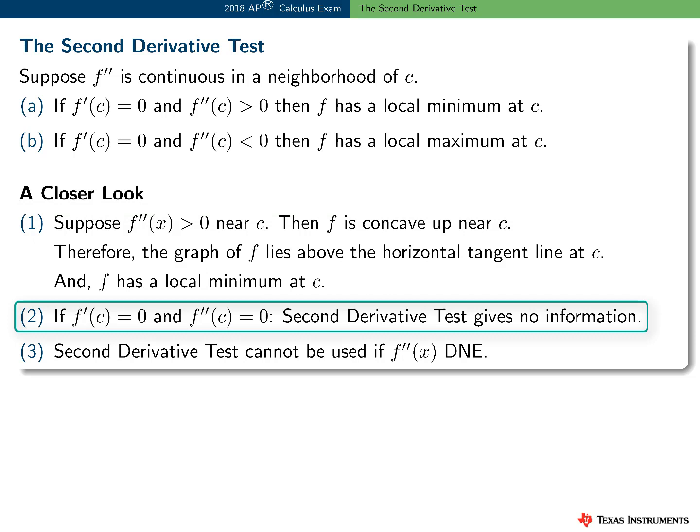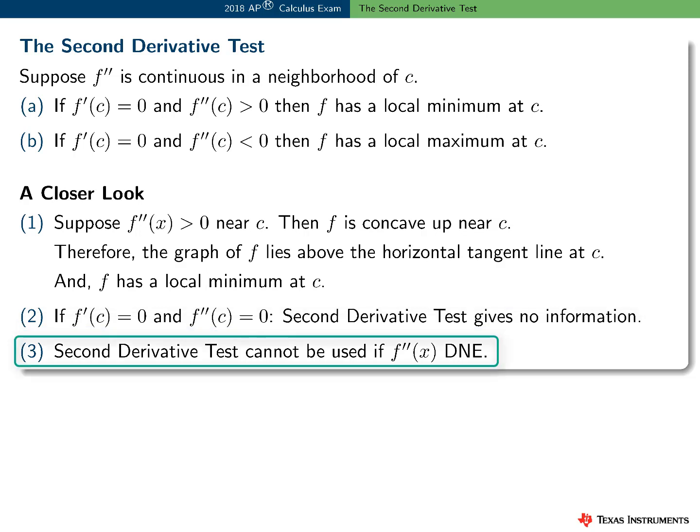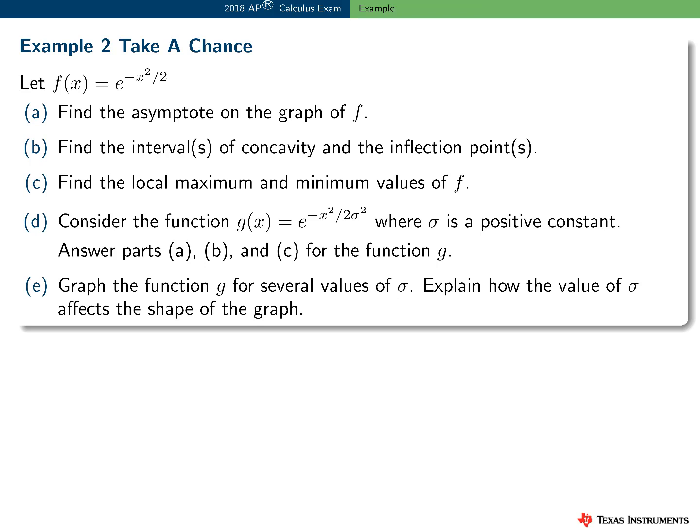If f prime of c and f double prime of c are equal to 0, then the second derivative test provides us with no information. We need to resort to the first derivative test to determine whether f of c is a local maximum, local minimum, or neither. And finally, the second derivative test cannot be used if f double prime of x does not exist. And here is one final example for you to consider.